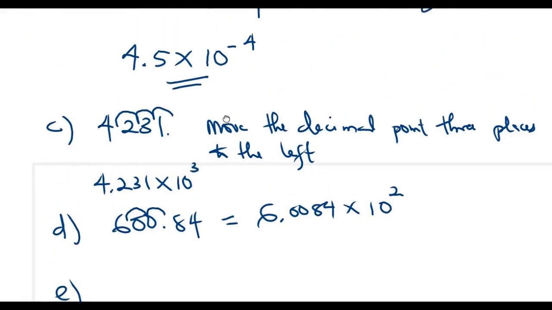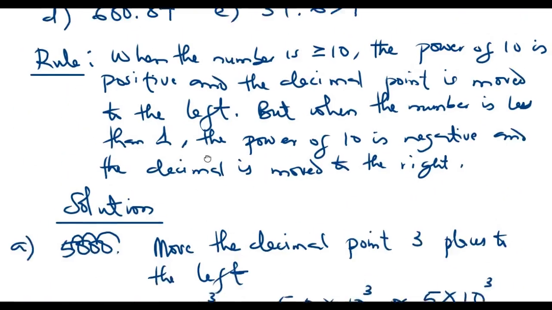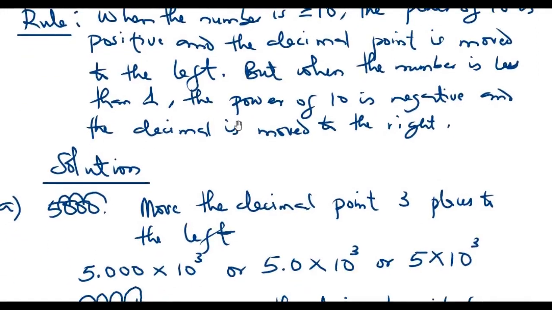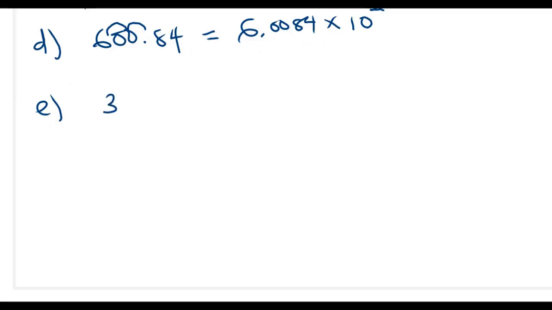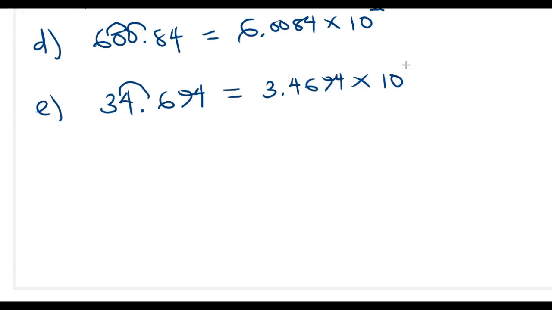Then the last one, let's check it. We have 34.694. This number is also greater than 10, and so this decimal will be shifted to the left. Move it one place backwards. That will be 3.4694 multiplied by 10 to the power of 1. All right. So that is how to represent this number in standard form.